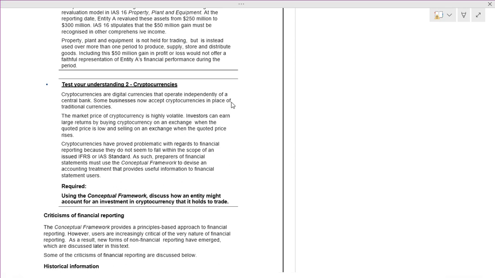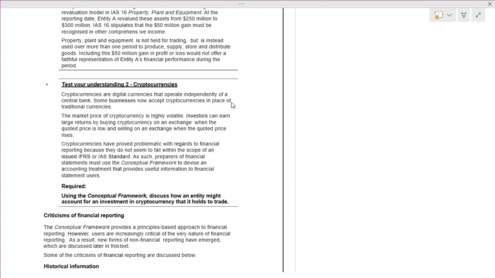Just go through this, test your understanding too. Just read roughly how it will work. Cryptocurrencies are digital currencies that operate independently of the central bank. Some businesses now accept cryptocurrencies in place of traditional currency. The market price is highly volatile. Investors can earn large returns by buying cryptocurrencies on an exchange when the quoted price is low and selling at an exchange when the quoted price rises.